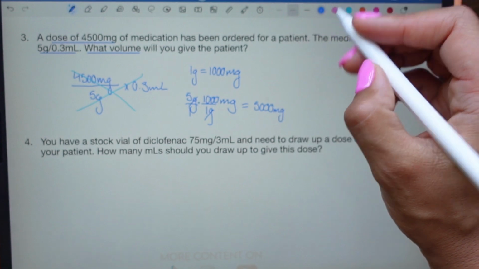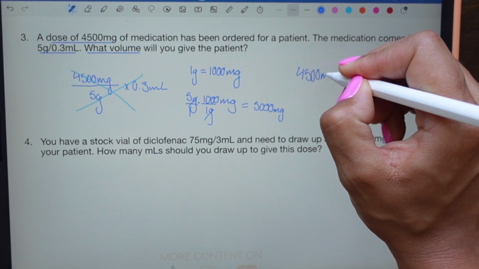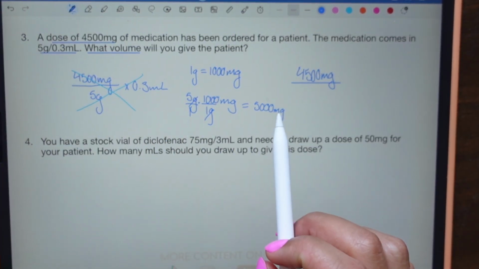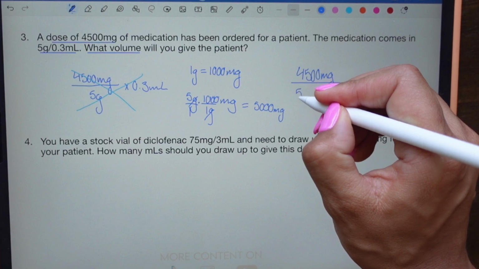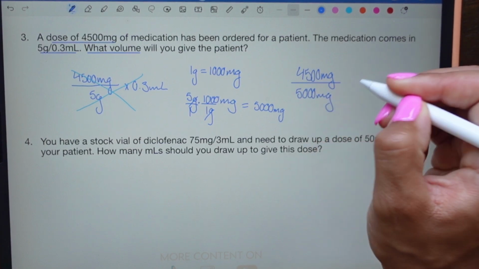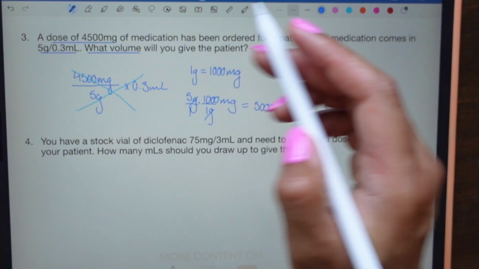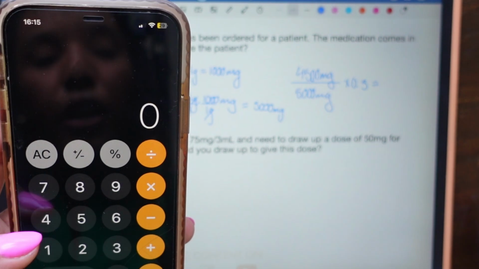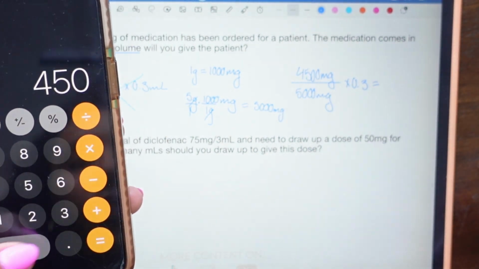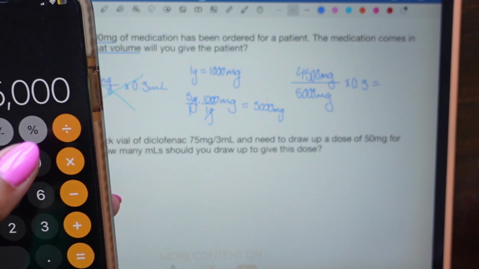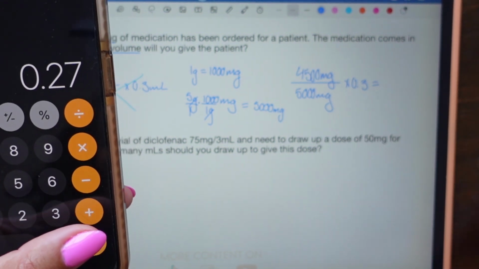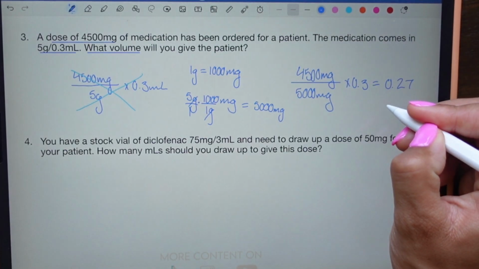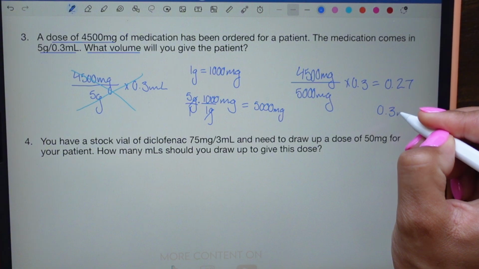What my patient needs, 4,500 milligrams, divided by what I have, and I know that 5 grams is 5,000 milligrams, times my volume, that has not changed, times 0.3 equals. Let's go ahead and plug this into our calculator. So we are going to do 4,500 divided by 5,000 times 0.3, and we are going to get 0.27. Now remember, we're rounding to the nearest tenth, so really this answer is 0.3 milliliters.